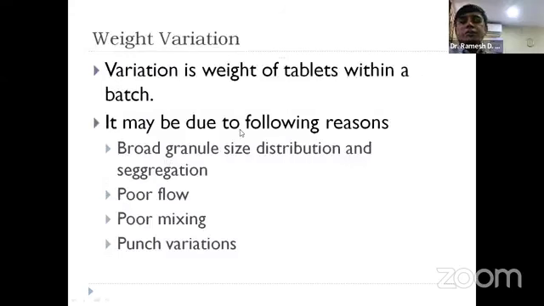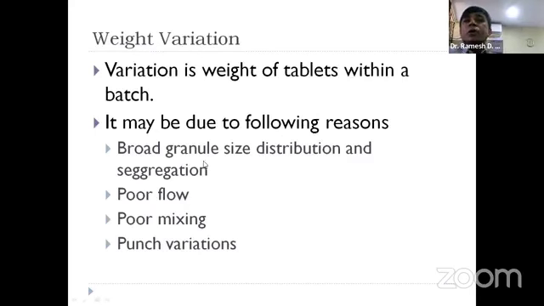Next is weight variation. Weight variation is the difference in the weight of the tablets within a batch. As per pharmacopoeia, the limits are provided for the weight variation. If your average tablet weight is less than 80 mg, the allowed limit is 10%. If weight is between 80 to 250 mg, the allowed limit is 7.5%, and more than 250 mg, the limit allowed is 5%. So there should not be more than that variation in the tablets.